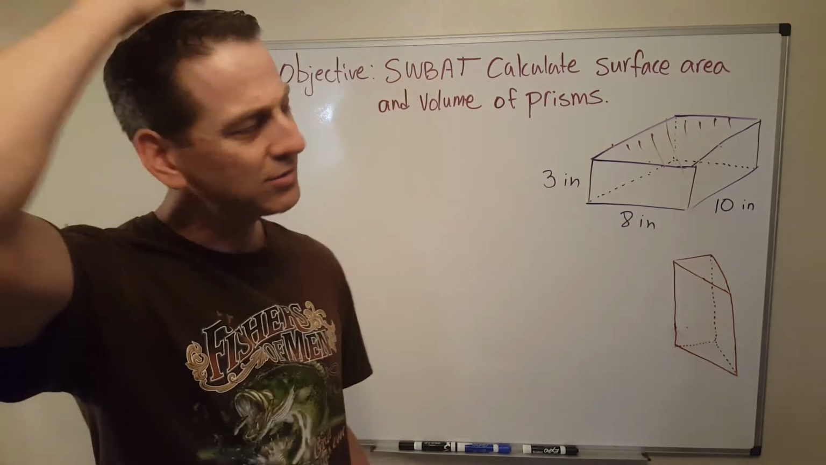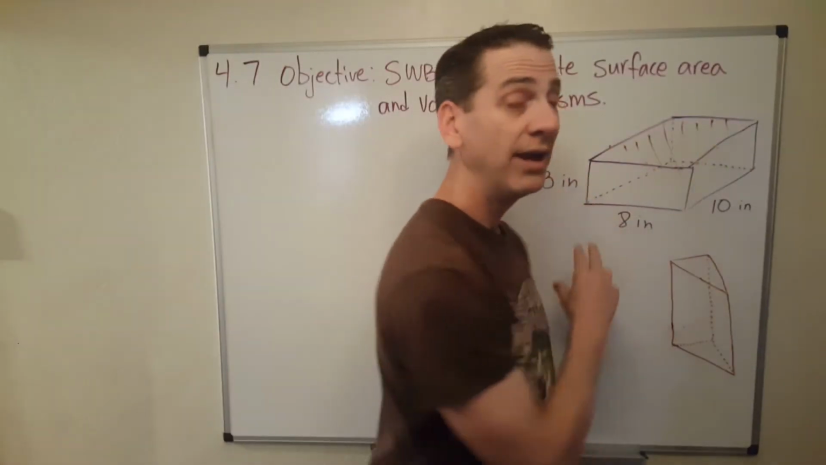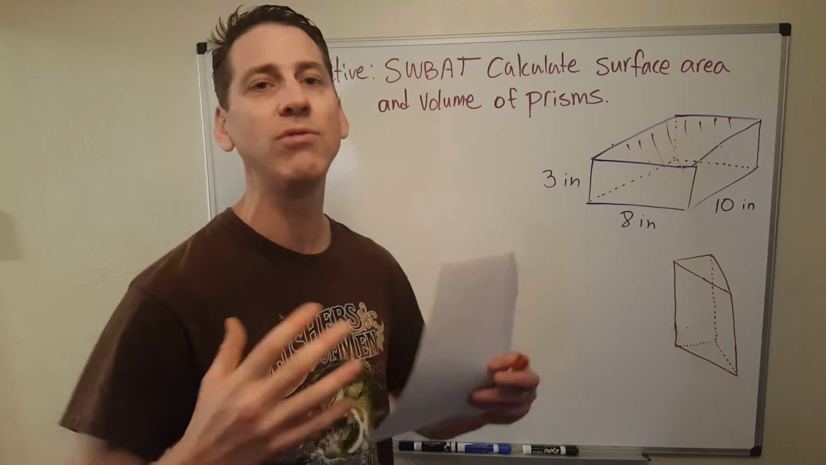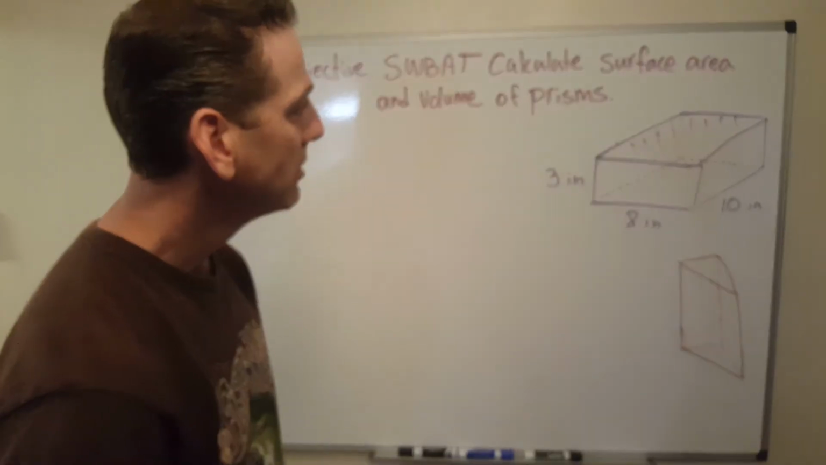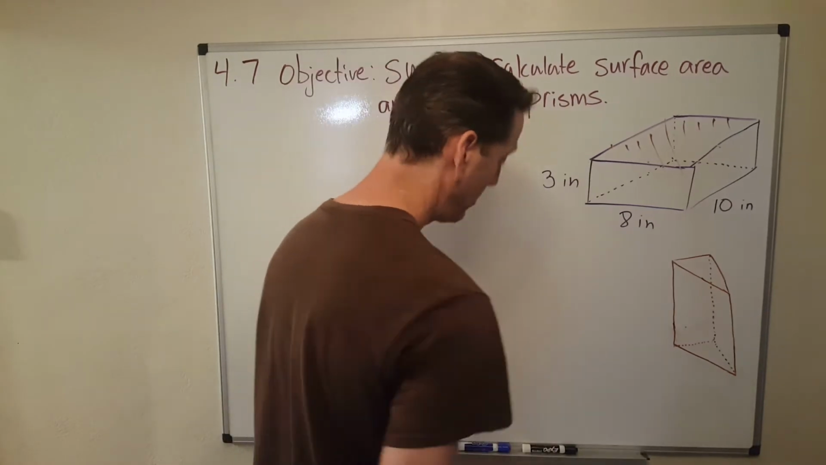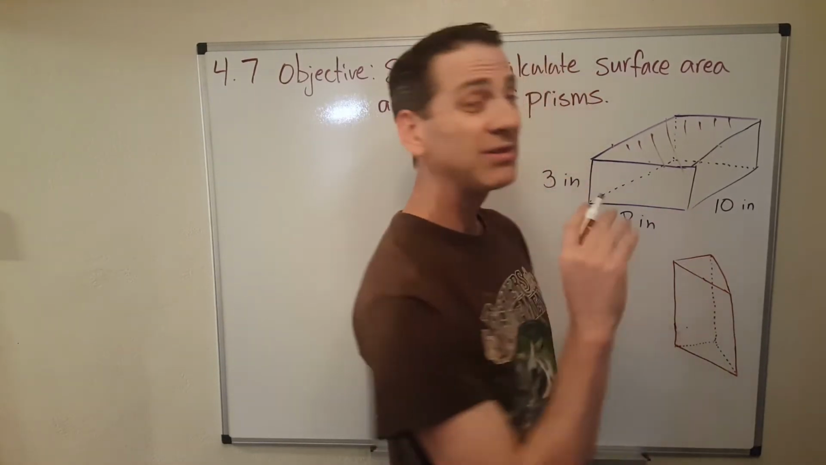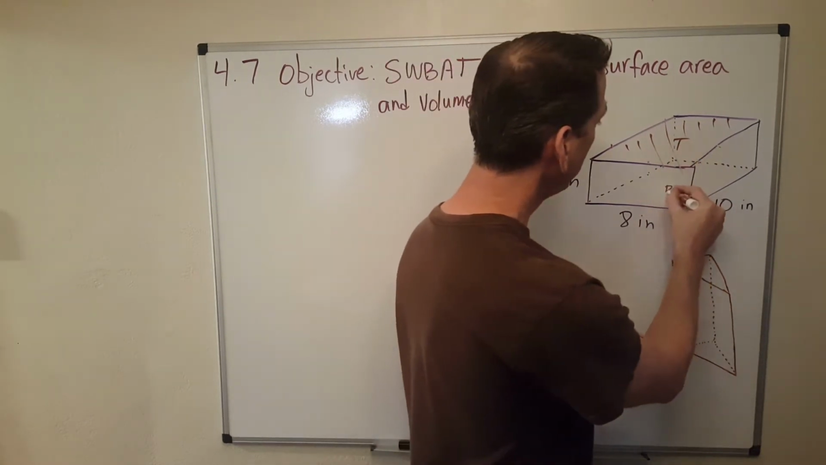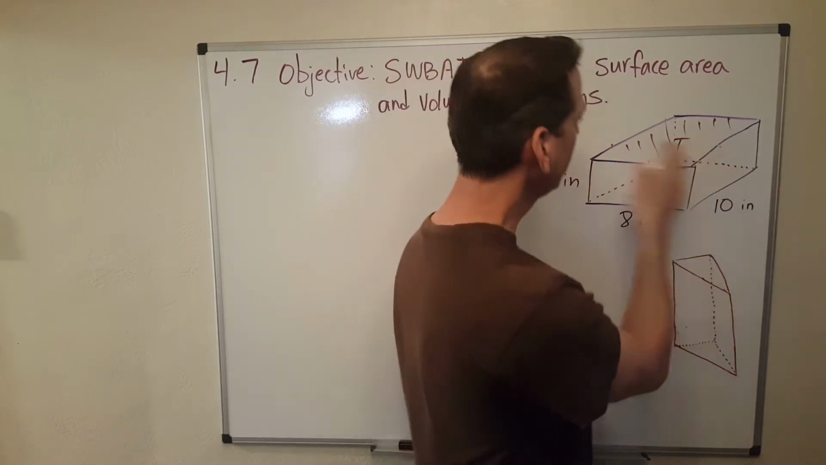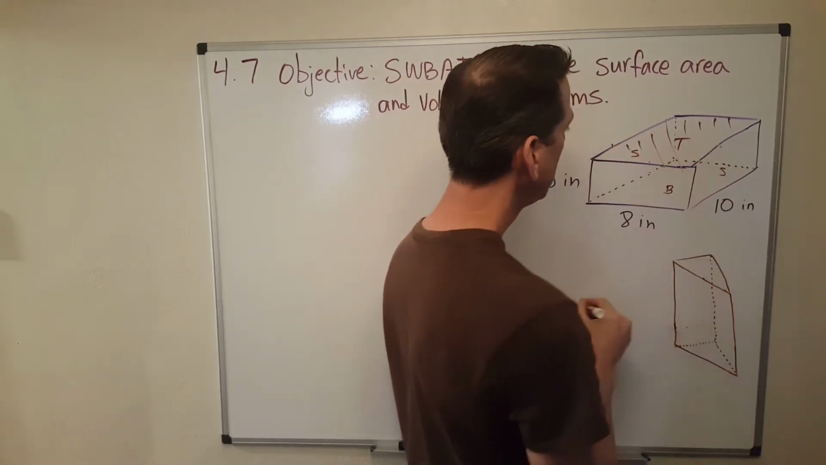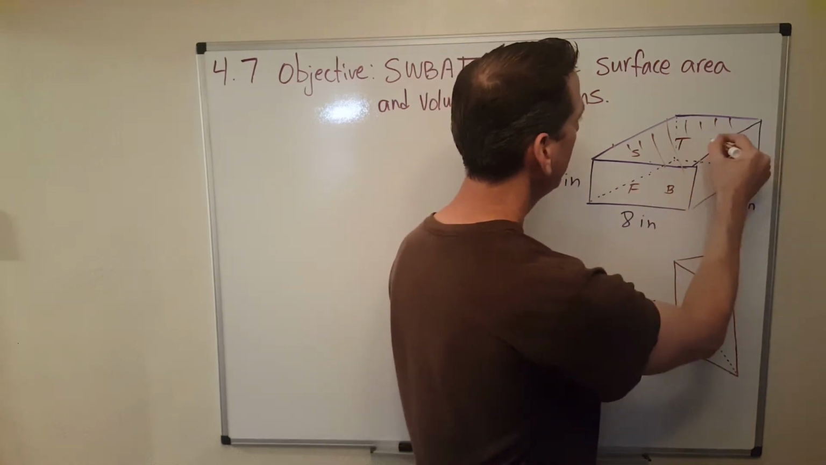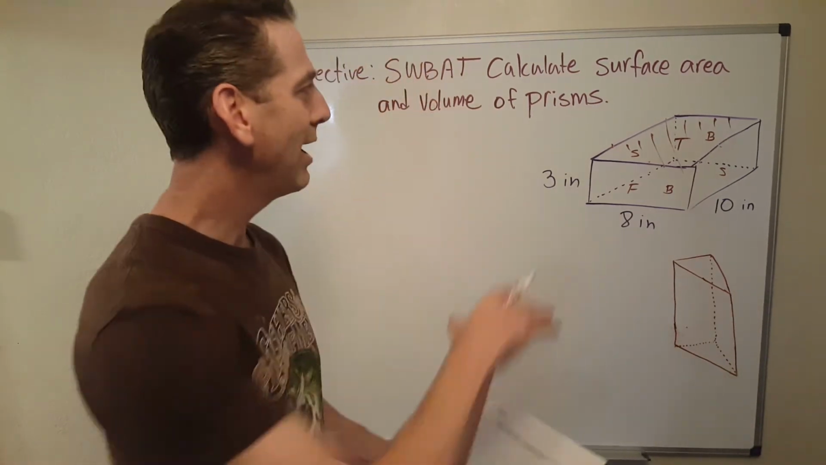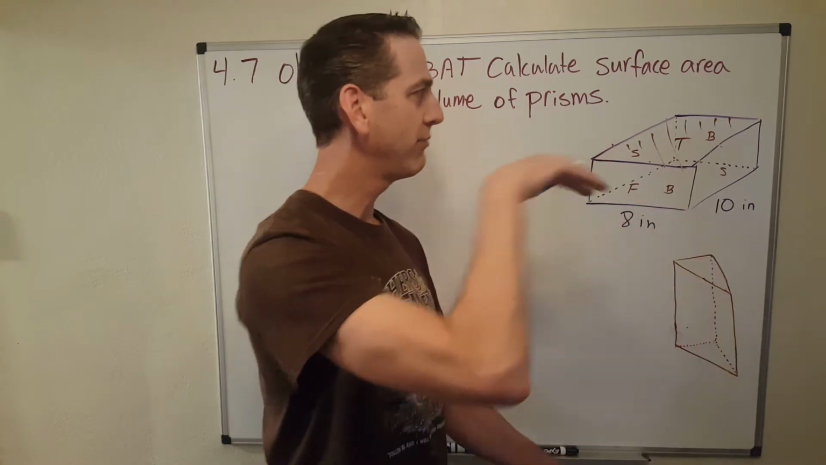So how do I find the surface area of this rectangular prism? Remember, it's just the sum total of the area of all the sides. What I'm going to do is label them with letters. I've got the top and the bottom, the 2 sides, the front and the back. You can label them however you want.